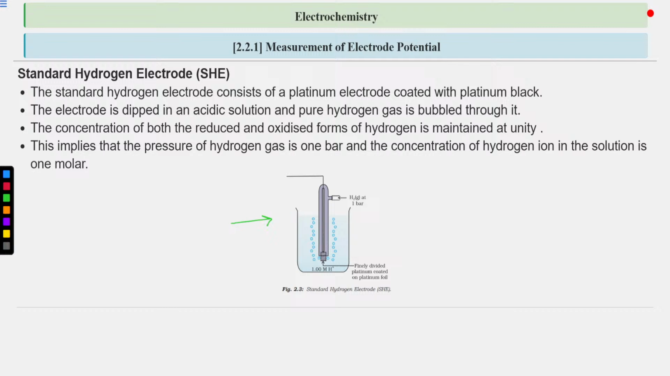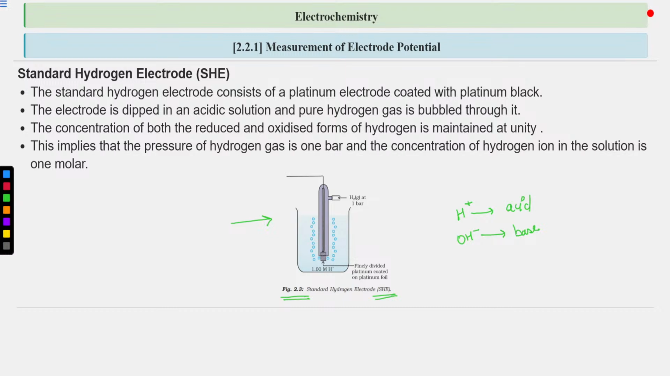You can see this diagram, which represents the standard hydrogen electrode, SHE. This is figure 2.3, which is also given in our NCERT textbook in the chapter Electrochemistry. You can see we have a beaker with a solution that is acidic in nature. Acidic means it has H positive ions. You can relate this to the basic definition of acid and base: if we talk about H positive, we are talking about an acid, and if we talk about OH negative, we are talking about a base.